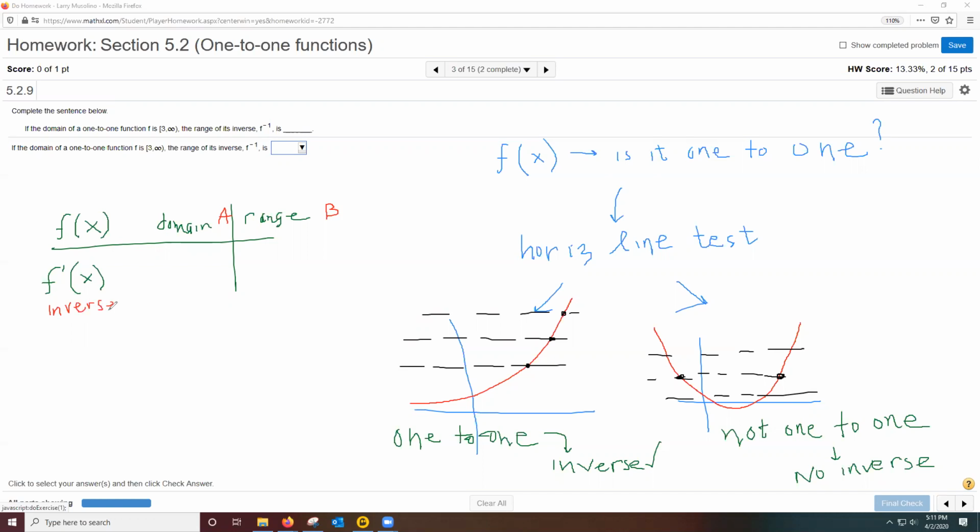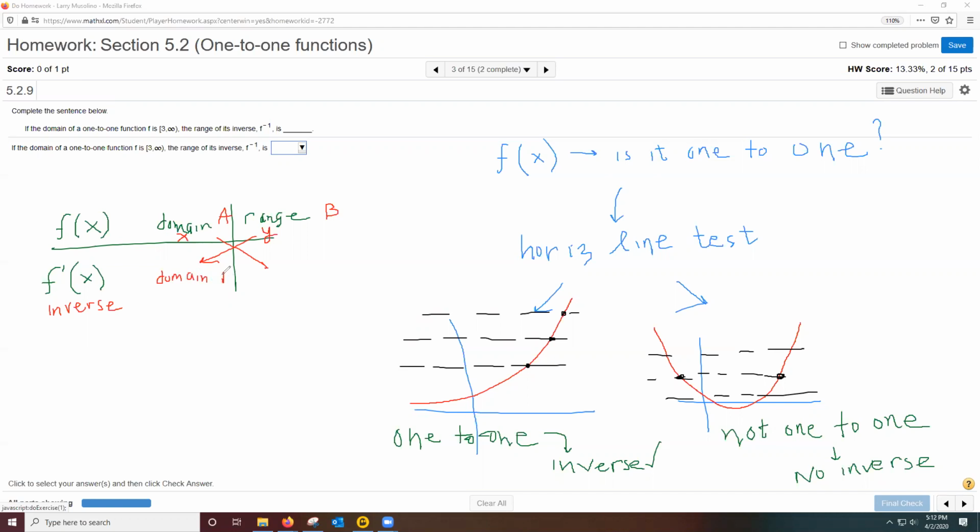Remember, when you go from a function to its inverse, the x and y values swap. So it makes sense that the domain and range should swap also. Remember, the domain is the set of x values. The range is a set of y values. But if you swap x and y's, going from the original function to its inverse, then what's going to happen is the domain and range are going to swap. So then the domain for the inverse is going to be B.